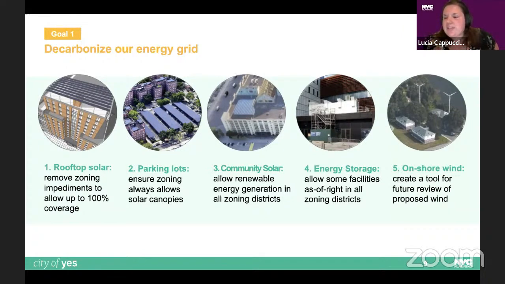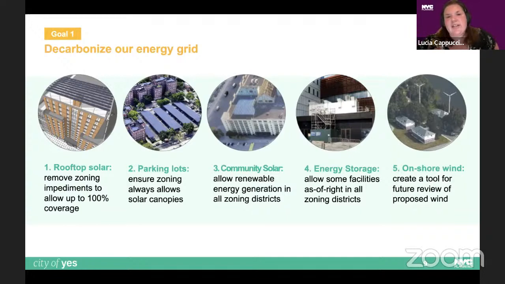So in many districts, for example, there are current limits on the amount of rooftop that can be covered by solar panels. This proposal will update those rules to ensure that a roof can be completely covered by solar. Second, we need to take a similar approach for our city's 8,000 acres of open parking areas, ensuring that zoning is updated to always allow solar canopies over parking lots.